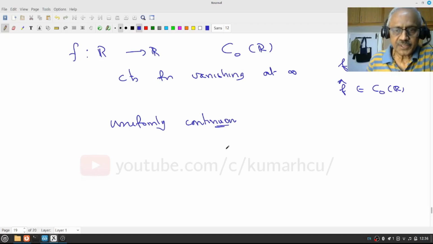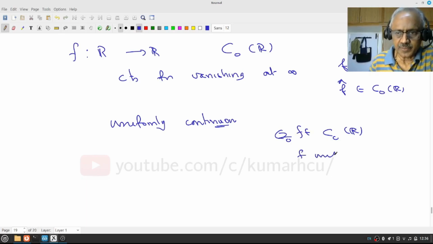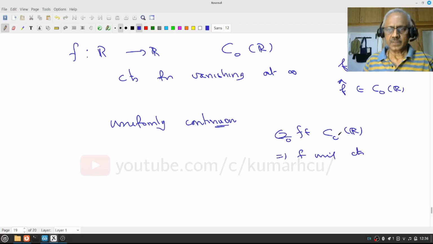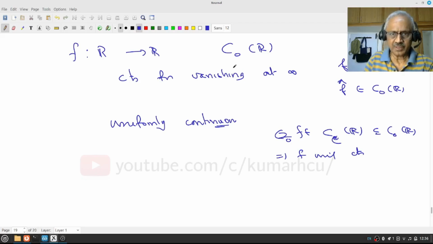In particular, any function which is a continuous function with compact support will also be uniformly continuous, because Cc(R) is contained in C0(R). Because after a certain R, if mod x is greater than R, my f of x will be 0 if f belongs to this. Therefore, it is actually a continuous function vanishing at infinity.